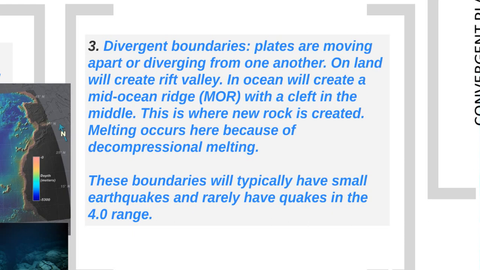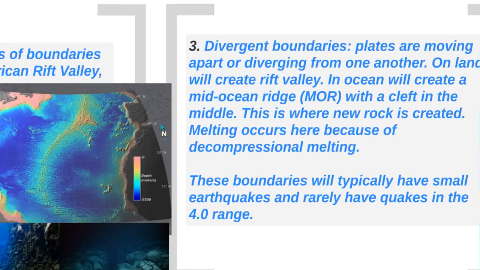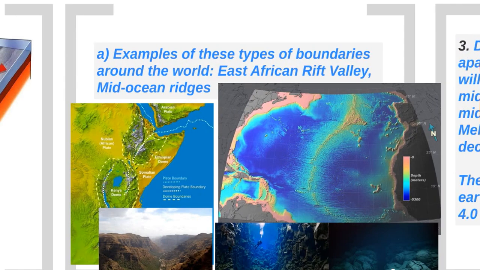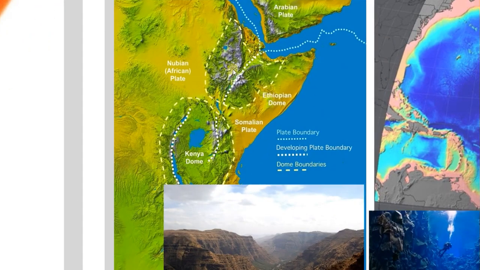So examples of these types of boundaries around the world are the East African Rift Valley and mid-ocean ridges. Here we've got a map of the East African Rift Valley. Basically, we have a very rare place in the world where the continent is being pulled apart. We have a new boundary forming. There's not a boundary here yet, officially, but a new boundary is forming.